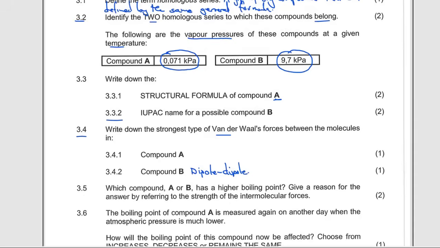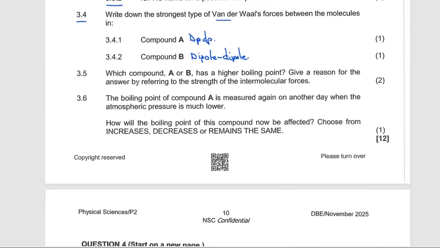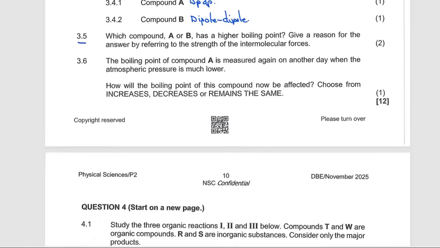So also on the other one there, the one that is dominant is going to be our dp there, dp like that. Okay, then moving on to 3.5. So 3.5 there reads, which of compound A or B has a higher boiling point? Give a reason for the answer by referring to the strength of the intermolecular forces.